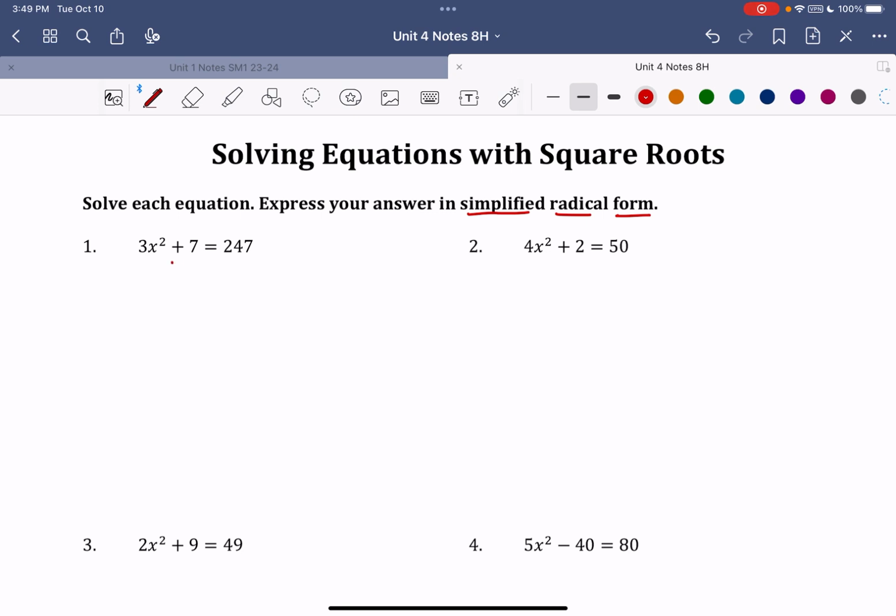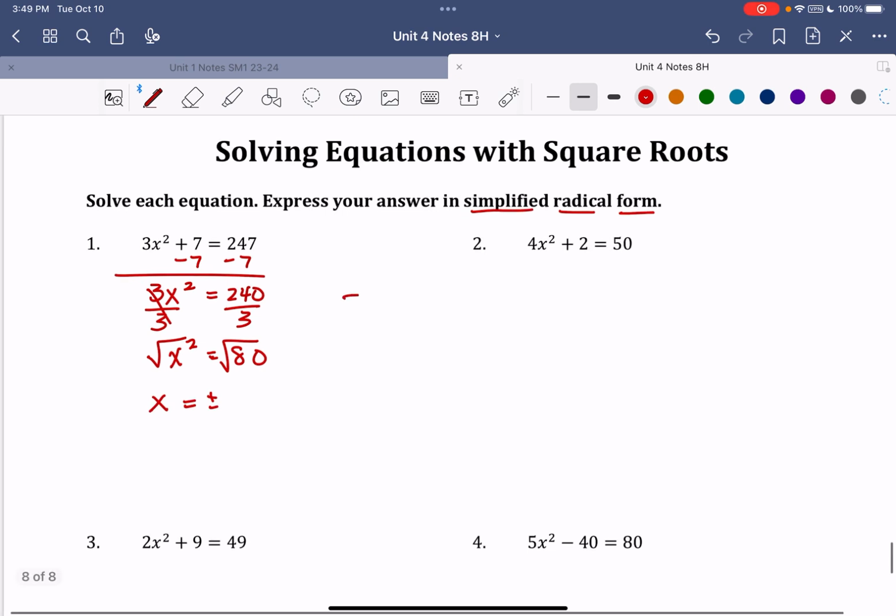So we are going to start like we normally do to solve an equation, to get x by itself. So we're going to subtract 7. We get 3x squared equals 240. And then we're going to take 240 and divide it by 3. And we get x squared is equal to 80. Now before, when we took the square root, we just put it in the calculator. But since we know how to simplify square roots, we're going to break it down.